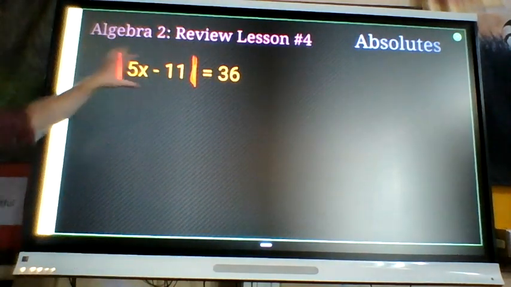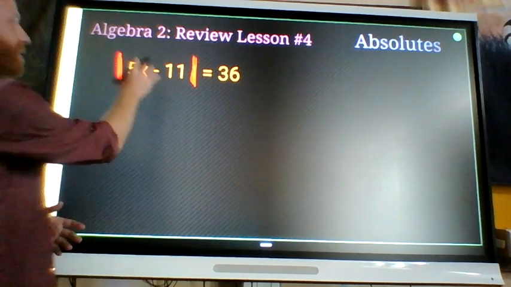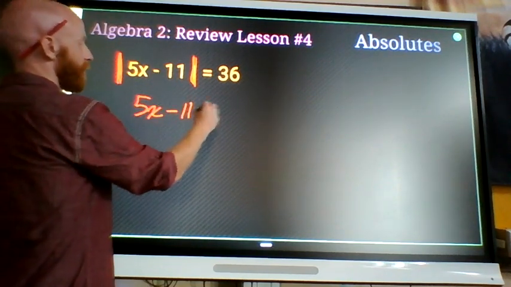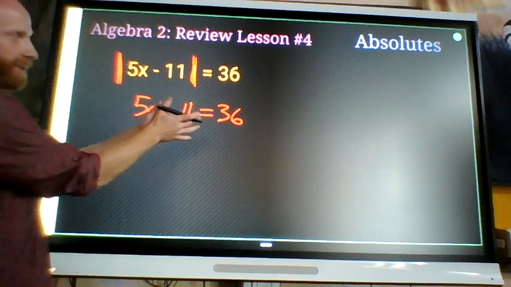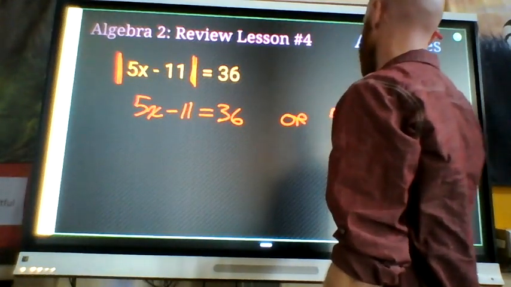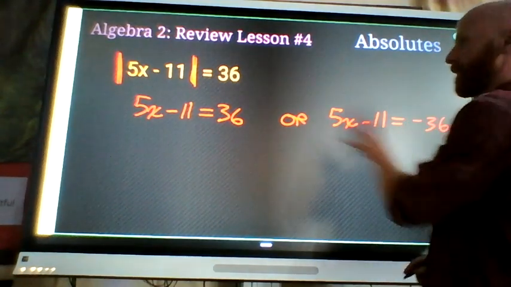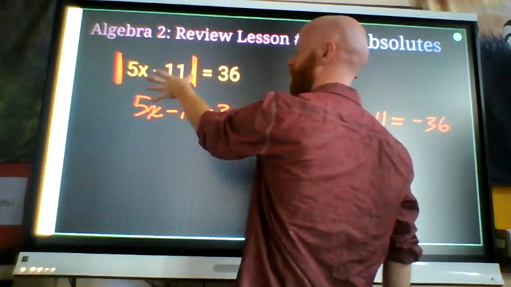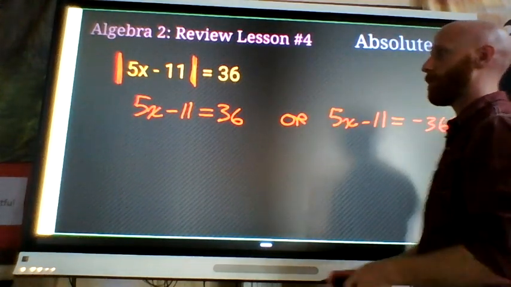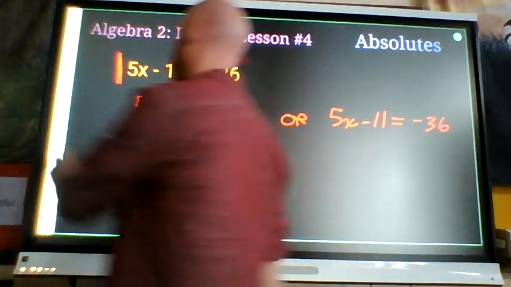If I have the absolute value of something equals 36, what that means is what's inside of here, the 5x minus 11, could itself equal 36, or what's inside of there, 5x minus 11, could equal negative 36, because if it equals negative 36, the absolute value will make it positive. All right, so to find out my possible x values, I have to solve both of these. Now, same set of steps for each.